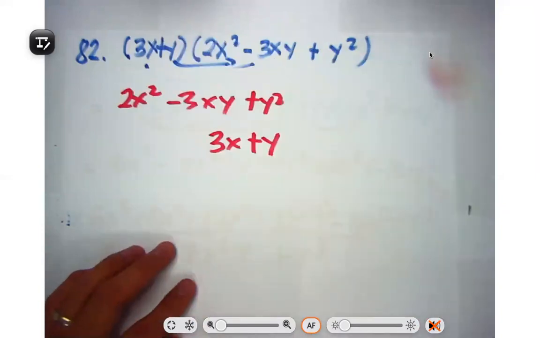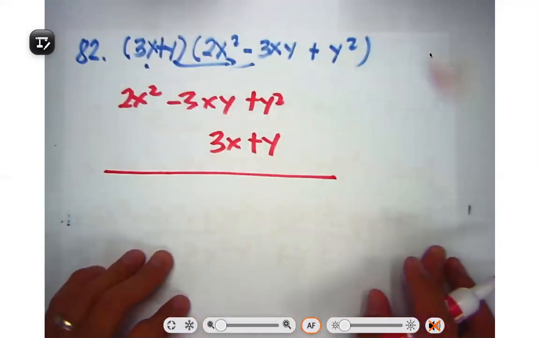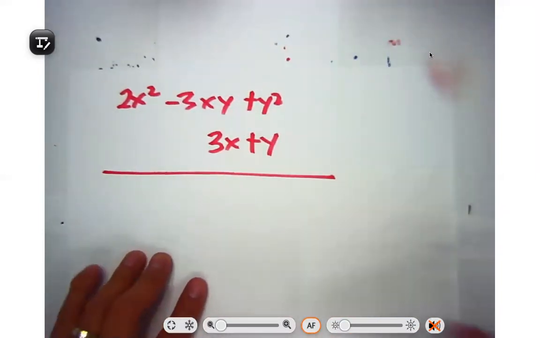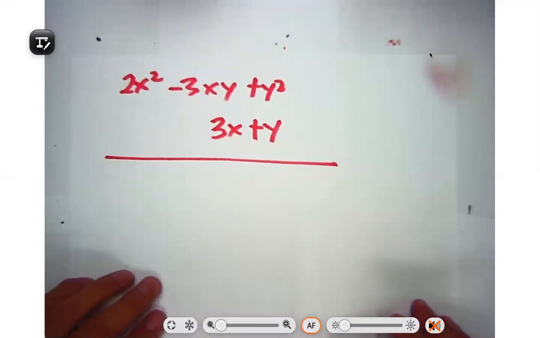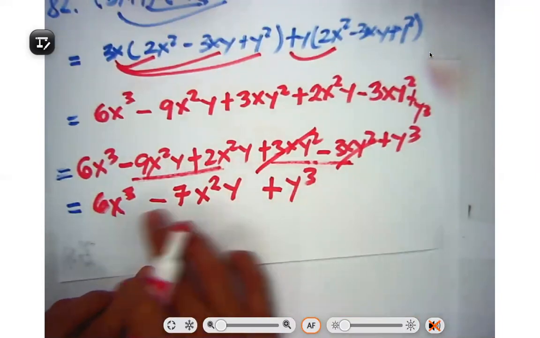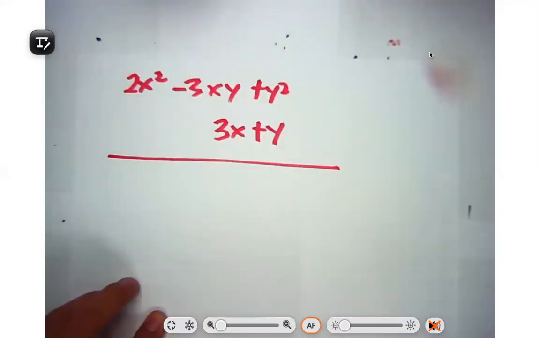So let's do that here. Let's multiply just like when we multiply whole numbers. So let's try this. Let's see if we get the same answer. Let's take note of our answer in number 82. It's 6x cubed minus 7x squared y plus y cubed. Do we get the same answer if we use this?